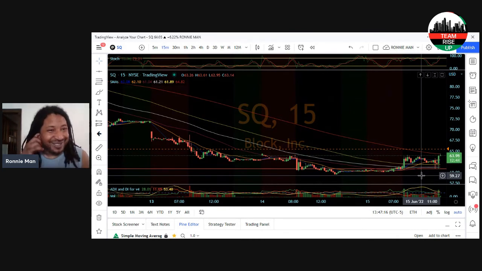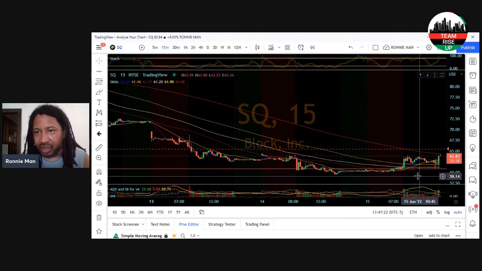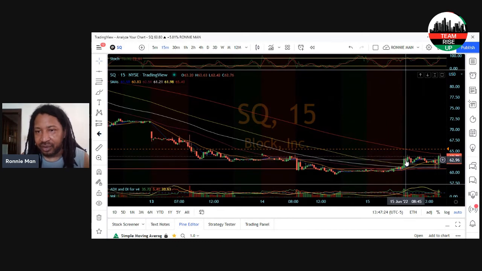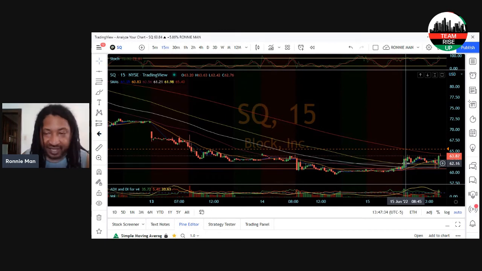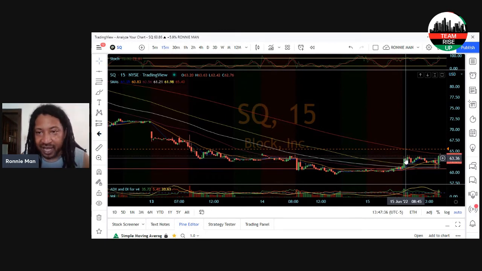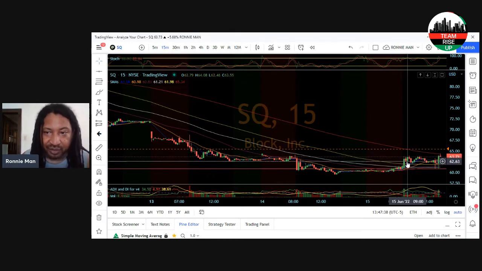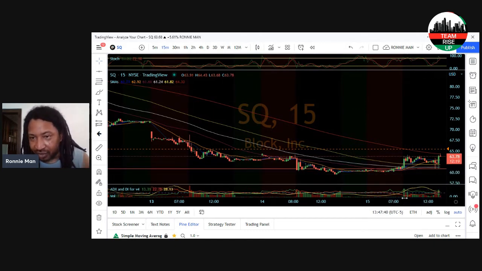I wasn't too excited about it though, and here's why. The next candle is an inside candle, meaning it hasn't created a higher high nor a lower low. It hasn't taken out the previous candle's high. It hasn't taken out the previous candle's low. And look at the volume.